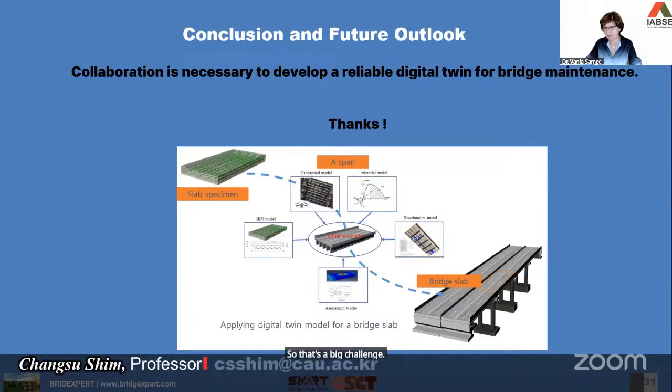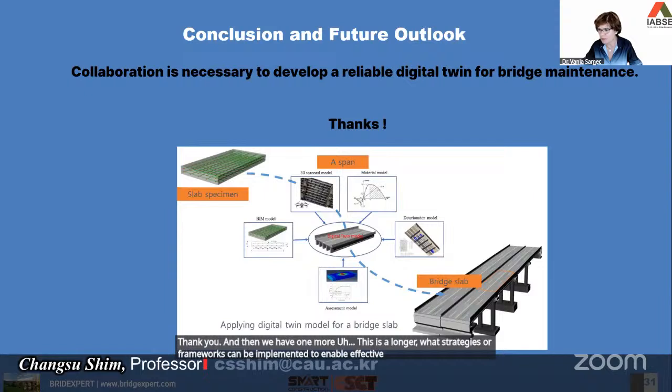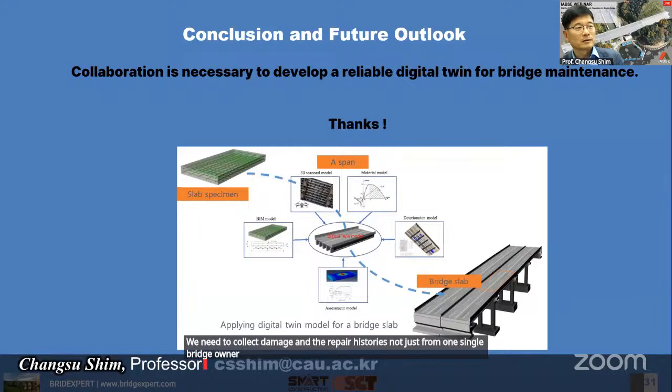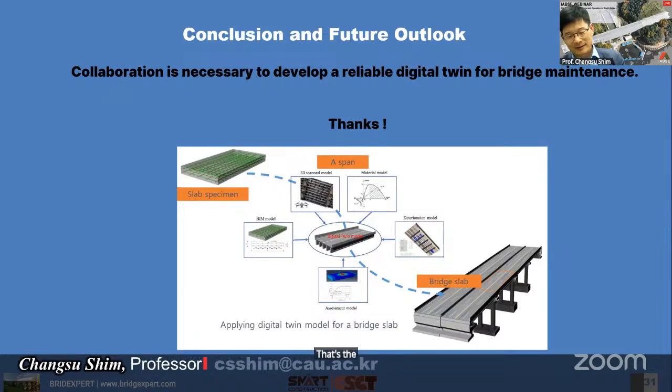Thank you. And then we have one more. It's longer. What strategies or frameworks can be implemented to enable effective collaboration and data sharing among different bridge owners, particularly for utilizing accumulated BMS data to enhance maintenance practices? Yeah, that is also a very challenging issue because, as I explained to you, we need to collect damage and repair histories, not just from one single bridge owner but from multiple bridge owners, but they don't like to share the data, right? That's the problem, because sometimes they have a very sensitive situation during the maintenance task.